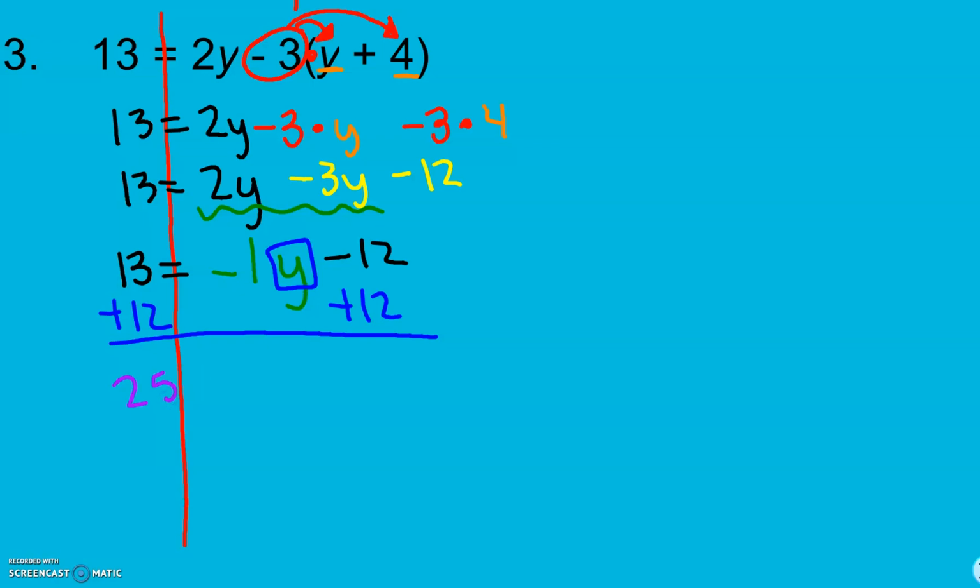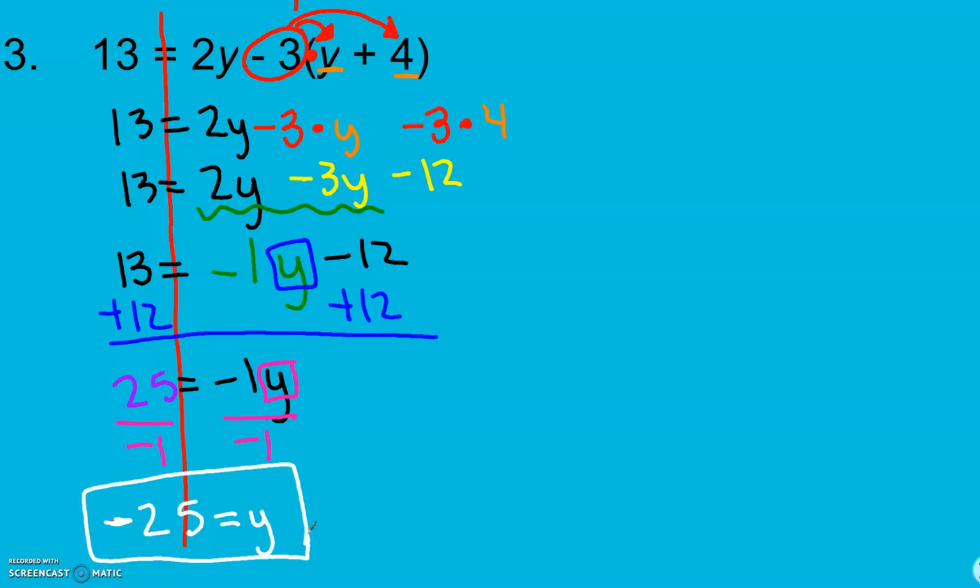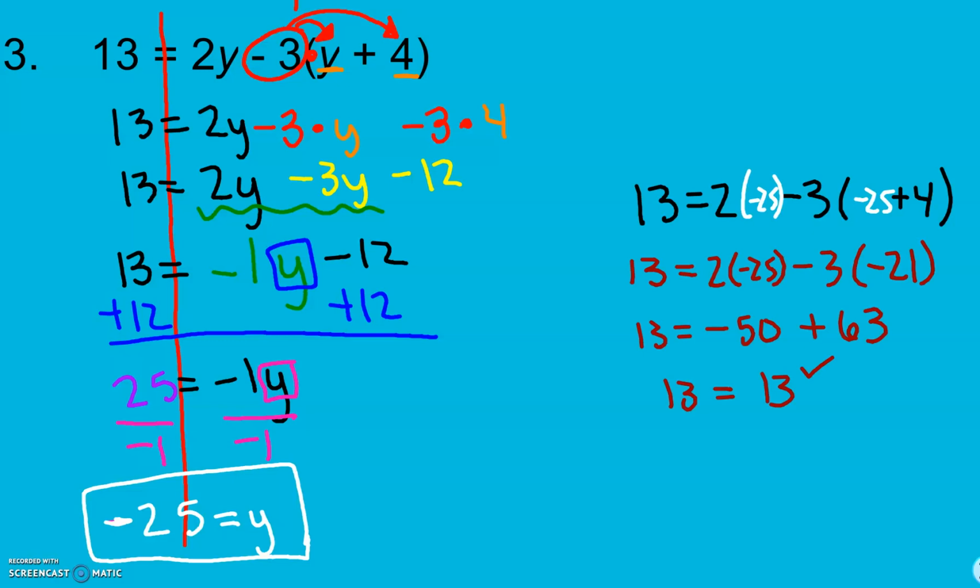25 equals that negative 1y. Y is being multiplied. We get rid of multiplication by dividing. So here I get negative 25. Negative 25 equals y. And if we plug it into both spots, we are correct. And that's all I have for section 3.2.